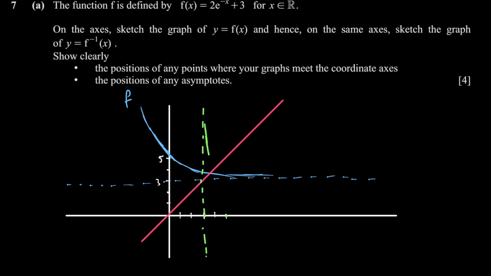Oh, let me just try to do that a bit better. And notice that I've drawn it so that it intersects at the line y equals x as well. Okay, so we just need to label that as f inverse. And I need to make sure that I label that as x is 3 and x is 5. And that should be all of our marks.